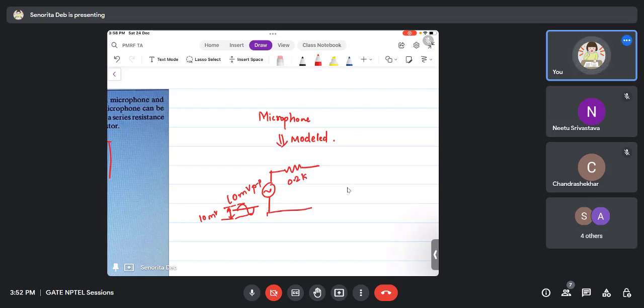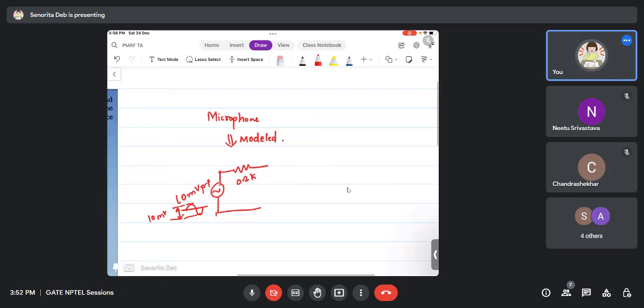So it's just like the BJT. We saw that the BJT in small signal can be modeled like this, right? This is the small signal model of the BJT. So just like that, the question is saying that assume the microphone is modeled as a 10 millivolt peak to peak source with a 0.2 k series resistance. Okay, this is only for this question. The microphone can be modeled like anything depending on whatever your question is.